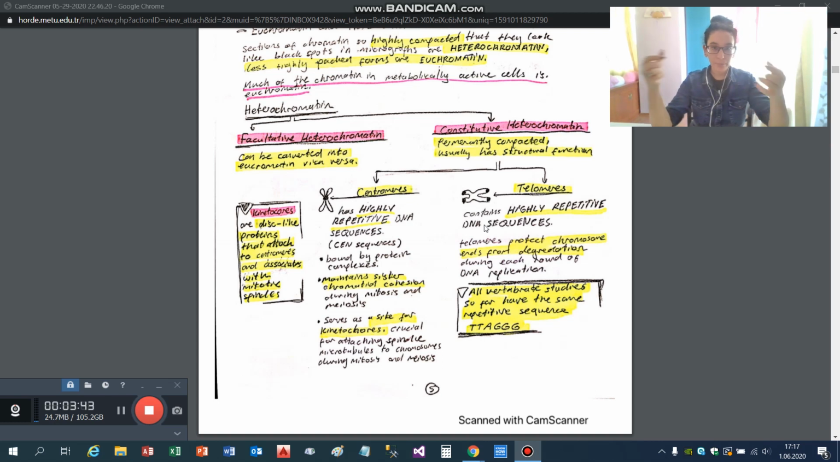Centromeres also maintain sister chromatid cohesion. So they create that X shape during mitosis, and then they associate it with the protein that pulls apart the kind of branches of the X.